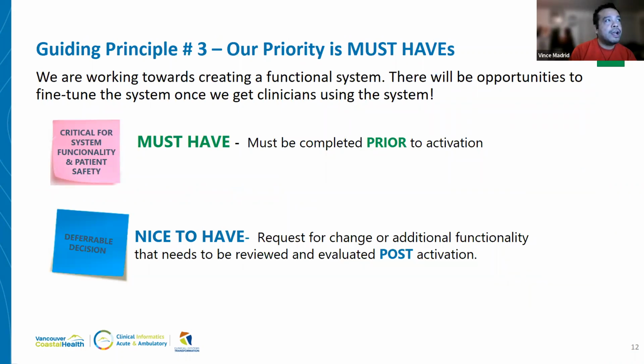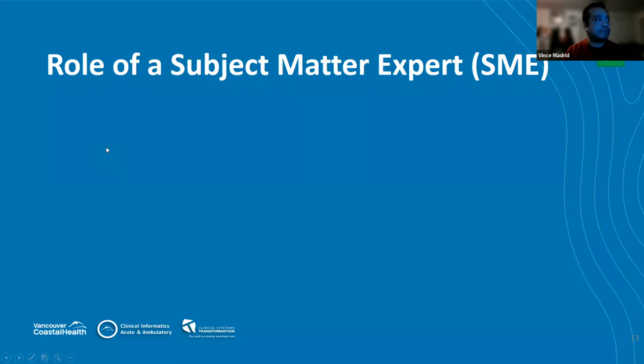Of course, guiding principle number 3 is our priority is must-haves. So working together, creating a functional system, and there will be opportunities later on to fine-tune the system once we get everyone using Cerner. Must-haves, these are items which must be completed prior to activation, and then nice-to-haves, which are requests for changes or additional functionality that need to be reviewed and evaluated post-activation.